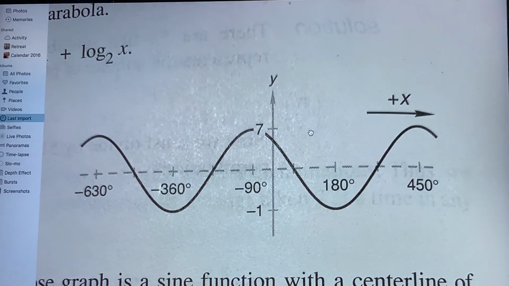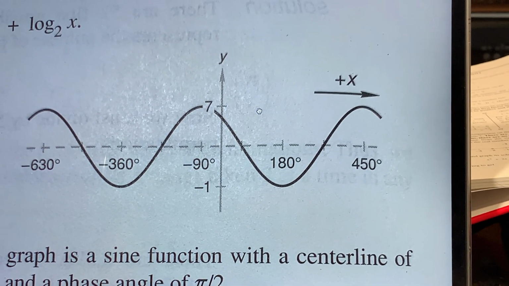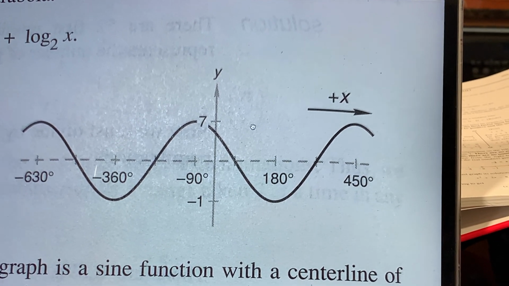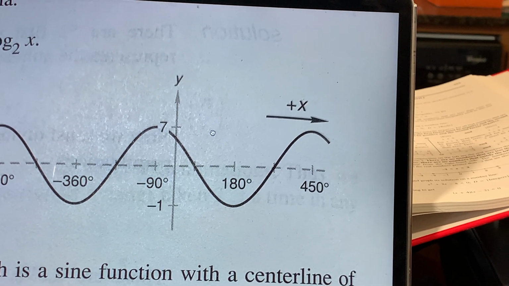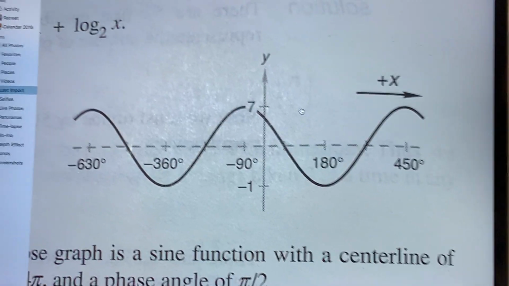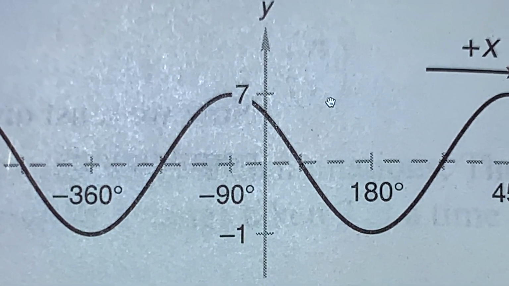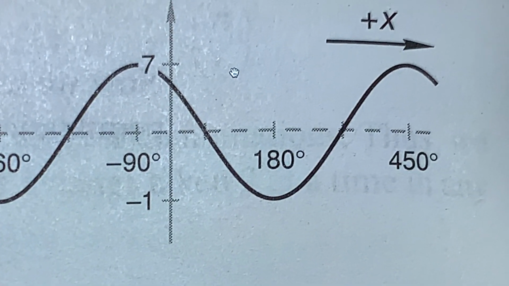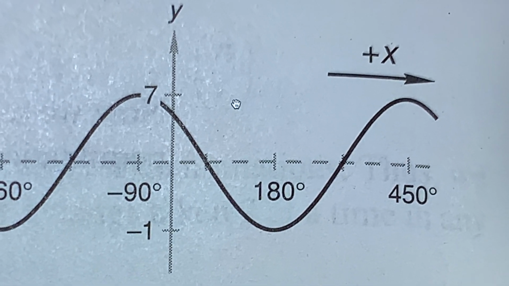So what I'm going to start by doing is I'm going to find my A, and then my B, and my C. And then at the same time, I can also show you what the phase shift is going to be, D. So for A, we're going to look at the top point and the bottom point. So if you look here, the top point is 7, the bottom point is -1. So the midpoint between that would be 7 plus -1 divided by 2.